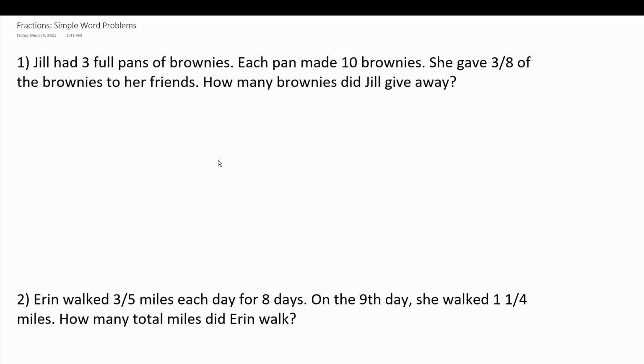All right, this first question says, Jill has 3 full pans of brownies. Each pan made 10 brownies. She gave 3/8 of the brownies to her friends. How many brownies did Jill give away? So for this one, we have to figure out first how many brownies she made in total. And we're told that she made 3 full pans, each containing 10 brownies. So that's going to be 10 times 3, which we should know is 30.